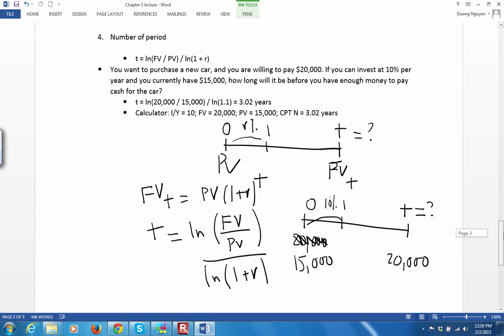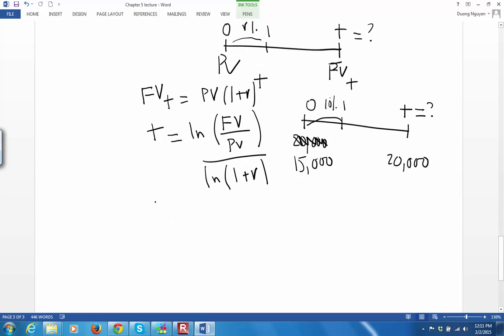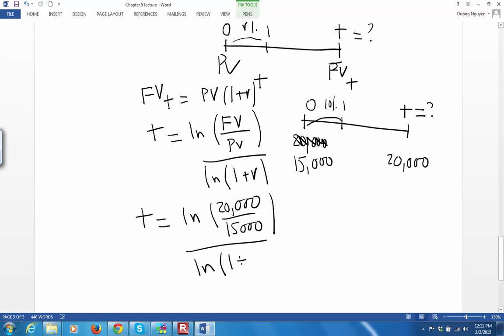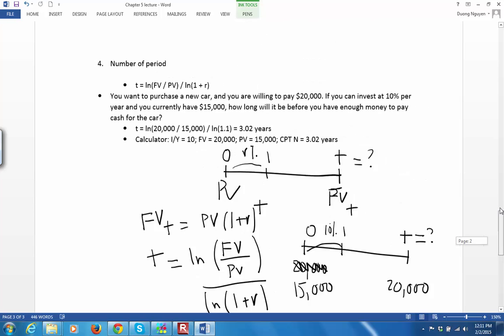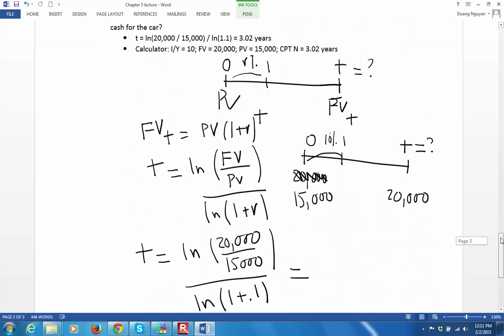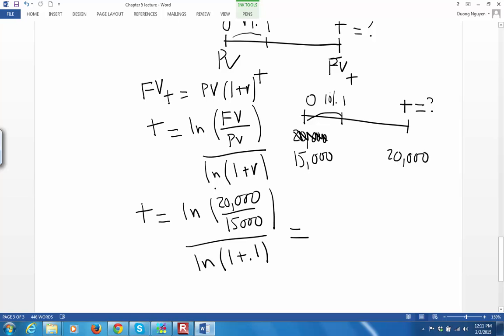So very simple. The number of years is equal to the natural log, ln, of the future value 20,000 divided by present value 15,000, over the natural log of 1 plus the interest rate, which is 0.1, and this would give you the number of years equal to 3.02. And this is equal to 3.02 years.